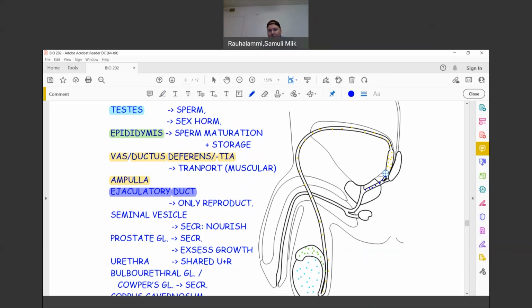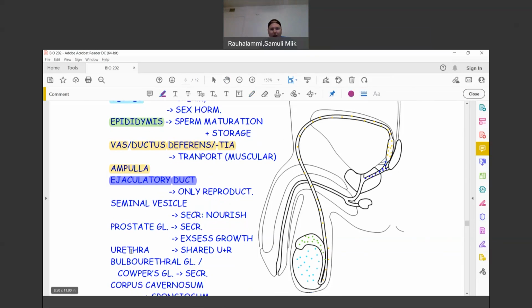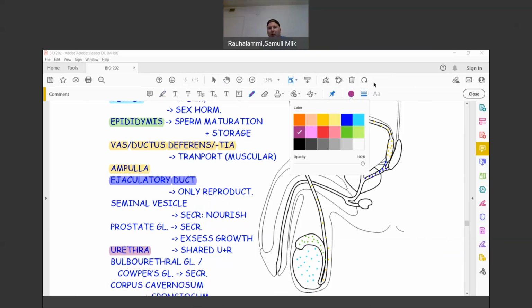But once we get to the prostate and urine gets mixed into the contents that travel within there, we're going to be starting to talk about the urethra. So the urethra is shared by both the reproductive and urinary systems. This part of the duct starts where the urine and semen get mixed and travels all the way through the penis to the penis opening at the very distal end. So that's going to be the urethra.